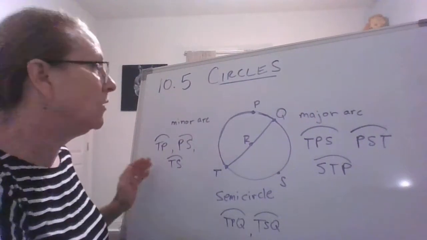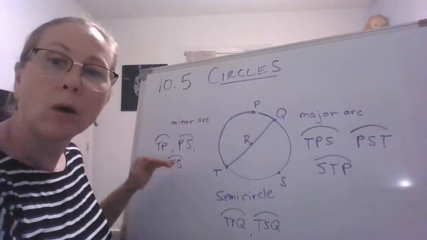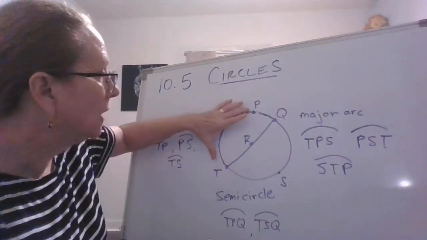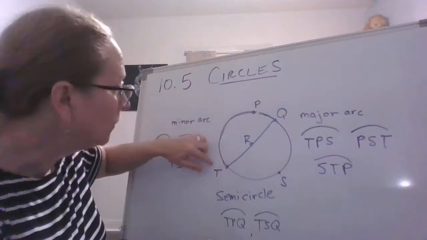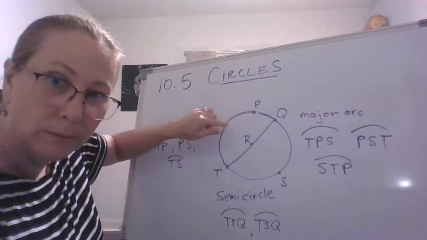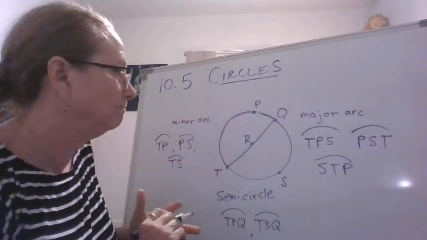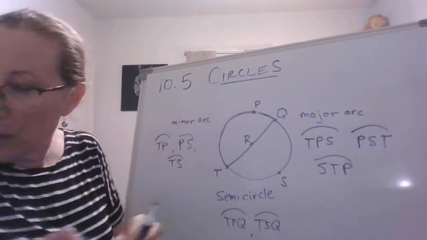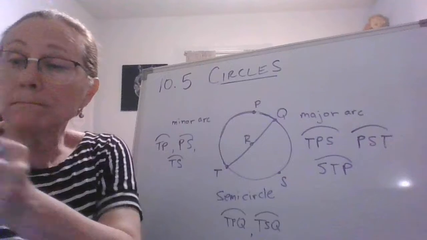All right, so that takes care of minor, major, and semicircle. Just remember, minor arcs, always 2 letters. And if we were going to go from P to T, you would always go the shortest distance possible, not the long way around, so that you get that minor arc, not the major one. If it's major, 3 letters. Okay, moving on. I think we've named a few of those.